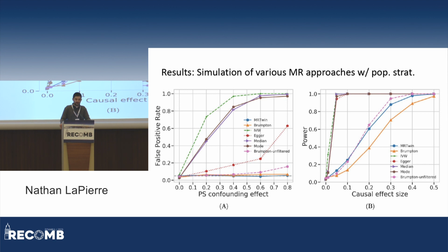MR twin is the blue line, and for Brumpton, the filtered versus unfiltered has to do with weak instrument bias, and that's why you see a little bit of inflation. MR twin's also robust to weak instrument bias. On the right, I have power on the y-axis and increasing causal effect size on the x-axis, and this is where the standard MR methods get their revenge. They're much more powerful, and there's a couple of reasons why this could be. First, obviously, they're using much larger sample sizes, like 100,000 versus 1,000. Another is there could just be some limitation with our method.